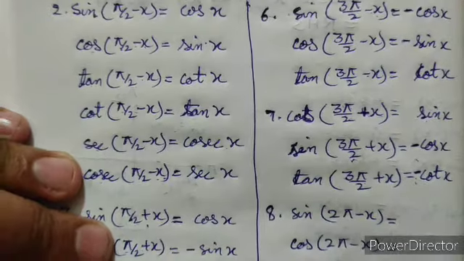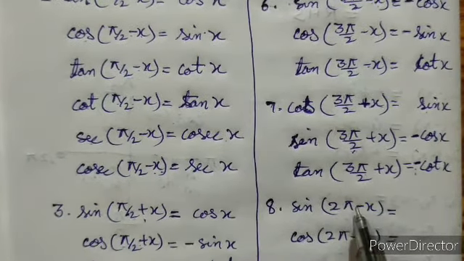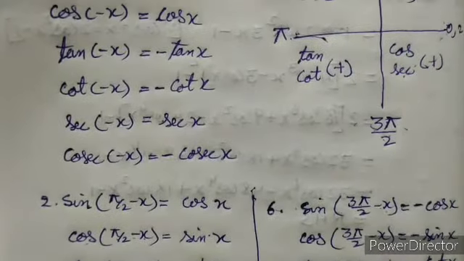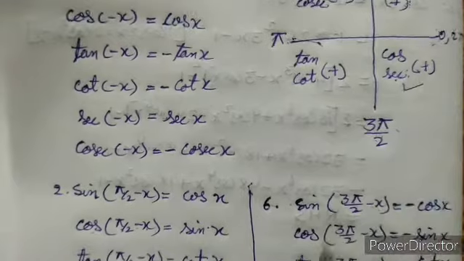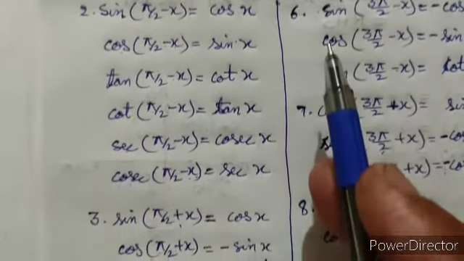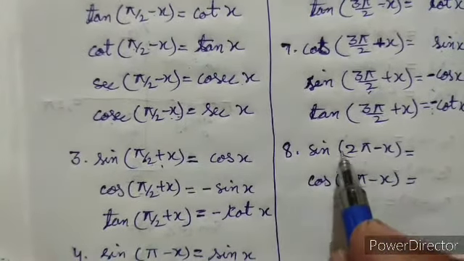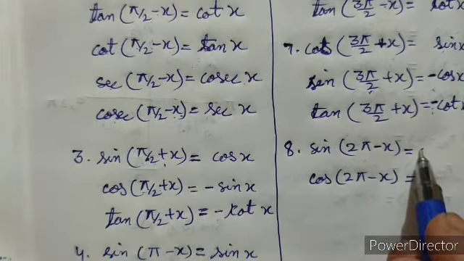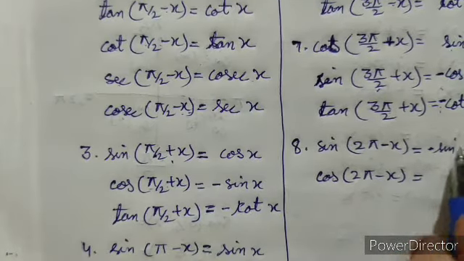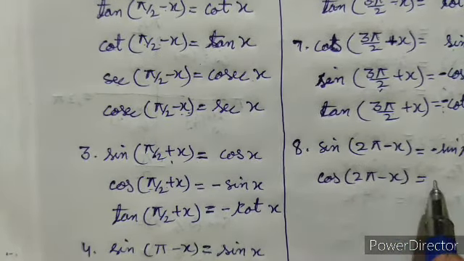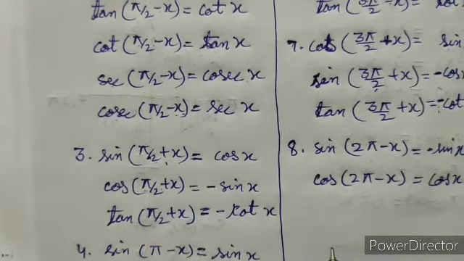Now tan 3 pi by 2 plus x will be equal to minus cot x, as tan is negative in the fourth quadrant. Now sin 2 pi minus x, 2 pi minus x will come in quadrant fourth, and in quadrant fourth cos is positive, sin is negative. So we can say that sin 2 pi minus x will be equal to minus sin x, and cos 2 pi minus x will be equal to cos x, as cos is positive in the quadrant fourth.